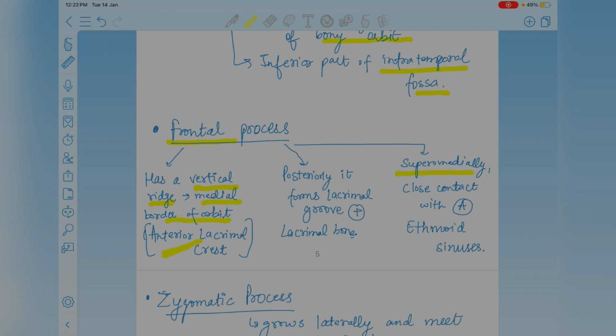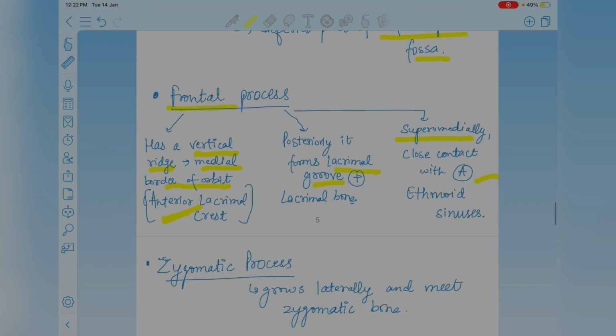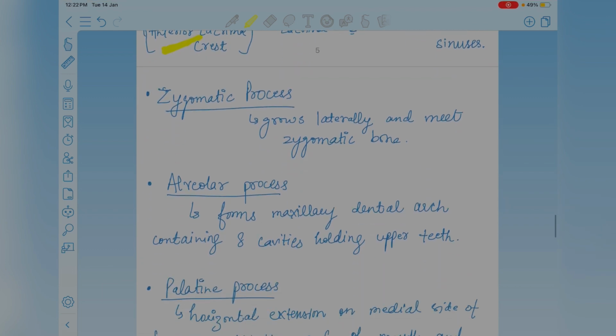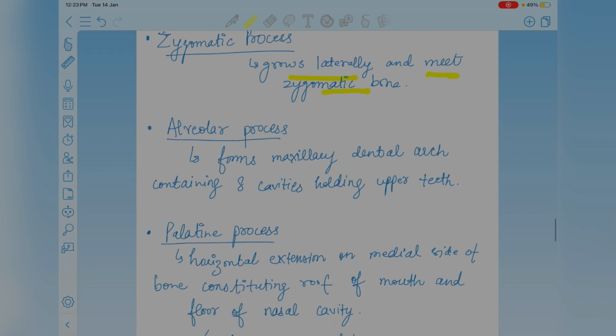Superomedially, it gives close contact with the anterior ethmoidal sinus, and posteriorly it forms a lacrimal groove with the lacrimal bone. The second process is the zygomatic process, as it grows laterally and meets the zygomatic bone, as per the name zygomatic process. The third process is the alveolar process. It forms a maxillary dental arc containing 8 cavities holding the upper teeth.